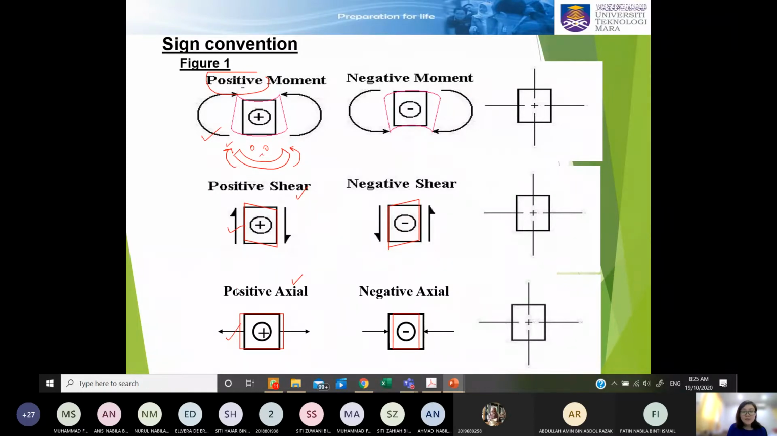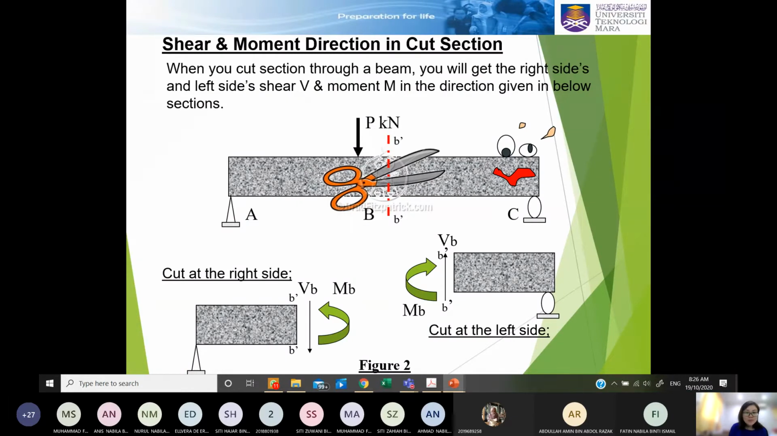When we come to here, let me draw a cut section. If you want to draw a positive sign, the shear on this right side must be going down, and this must be upward. This is the shear, this is the positive sign. We always draw the positive sign, so that when we solve the equilibrium equations and we get a negative, we directly know that this shear is negative.